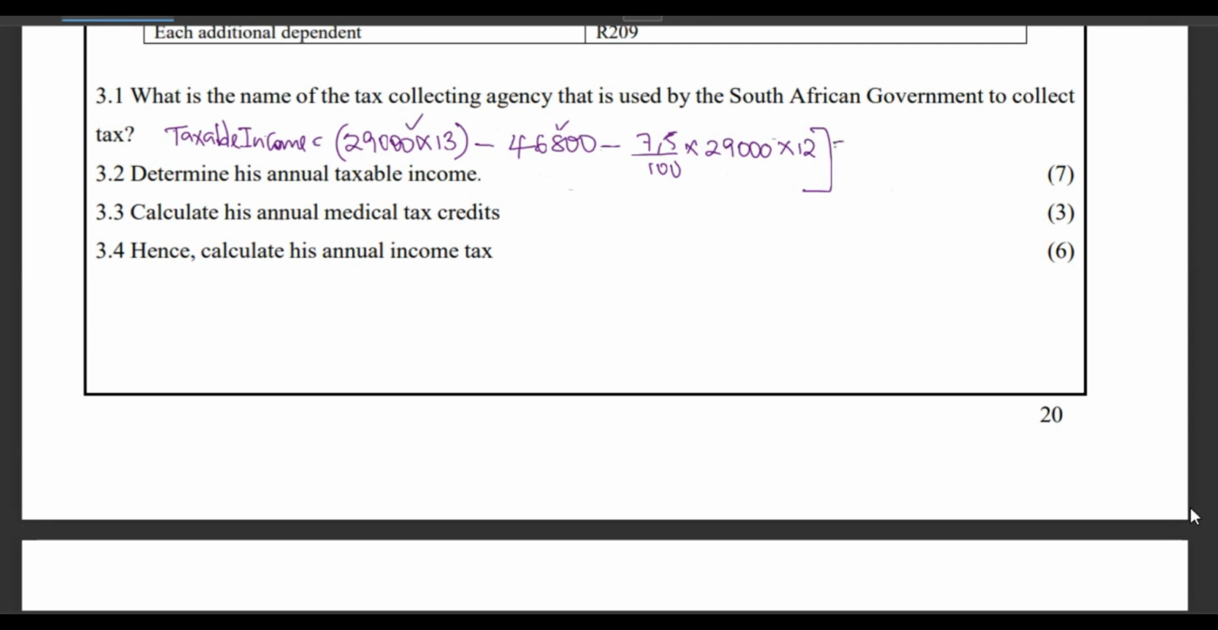So you put everything in and you get the answer as 29,000 times 13. There's no way you're multiplying it by 13 because you're looking for the total income the person gets. Minus 46, minus 0.75 times 29,000 times 12.